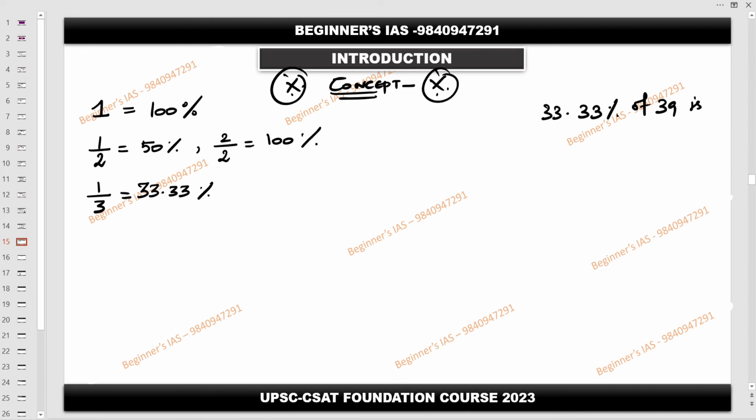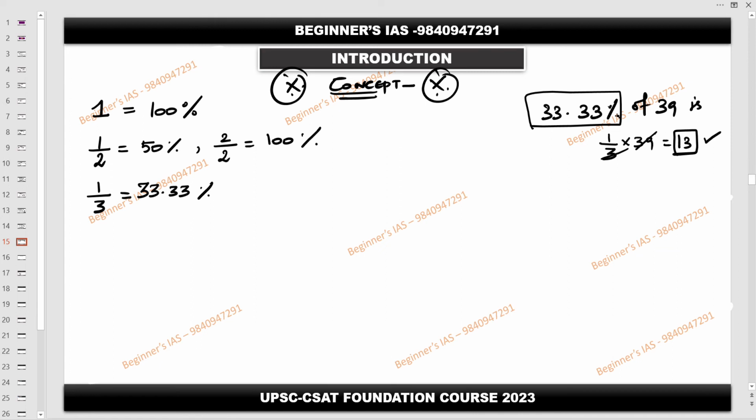If you don't know this logic, it's quite difficult, and tricky. So what is 33.33 percentage? 1 by 3. 1 by 3 into 39. What is 1 by 3 into 39? 13. Simple. People understanding? Why is this very important? These conversions are very important. I hope everyone will know.